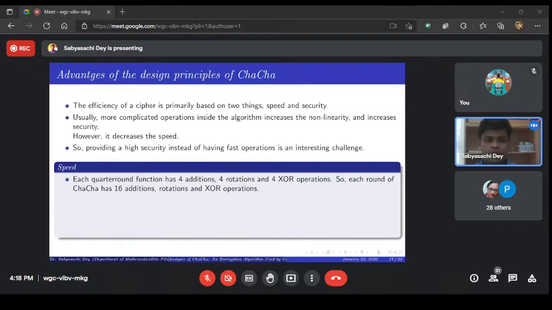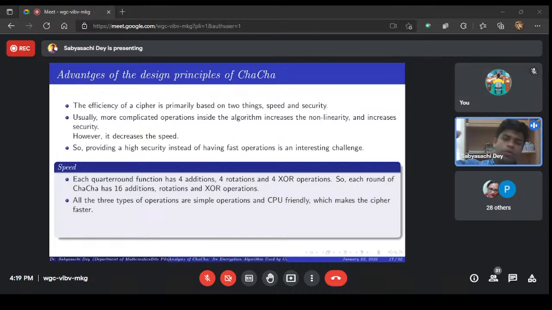Let's first talk about speed. Why is it fast? Because if you look at the operations, it has addition, rotation, and XOR. In each quarter round, in each row or column, we have 4 additions, 4 rotations, and 4 XORs. So for the entire matrix, we have 16 additions, 16 rotations, and 16 XORs. All these operations are CPU friendly, because they are already built into the CPU. The CPU knows how to add, how to XOR, and how to rotate. These are all simple operations, so whenever we put such a cipher in our machine, it is very easy for the machine to compute. This is why the machine is very fast.